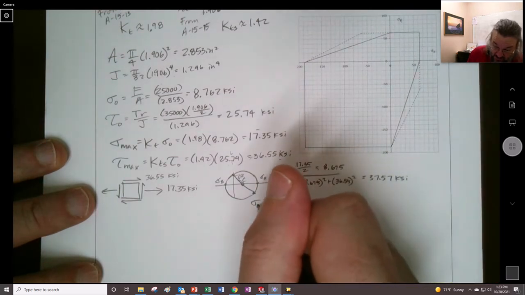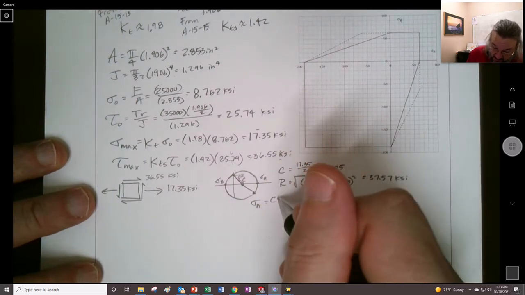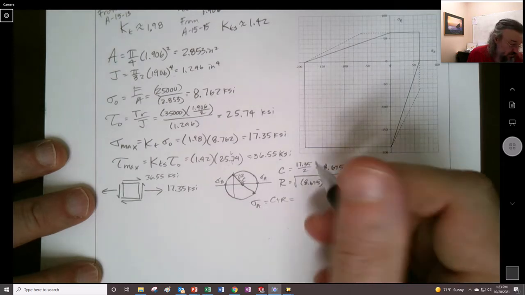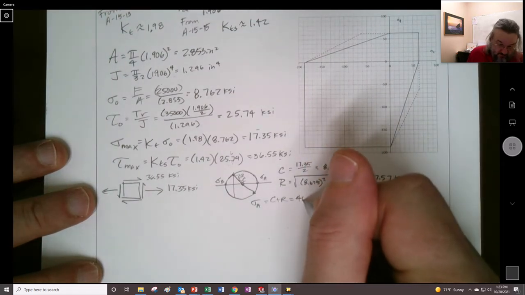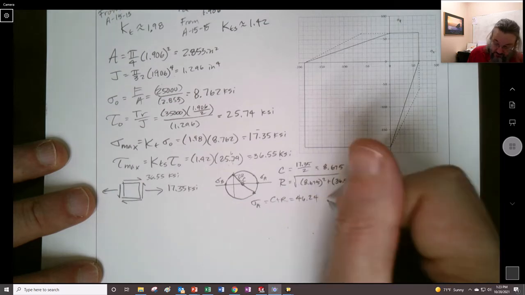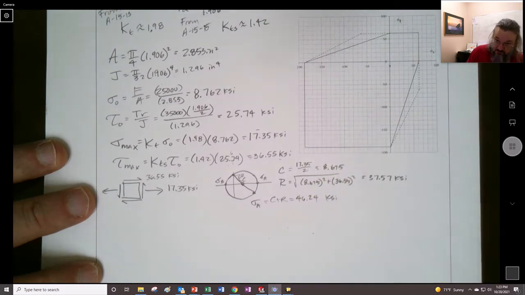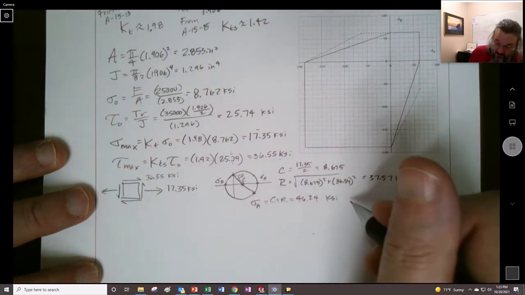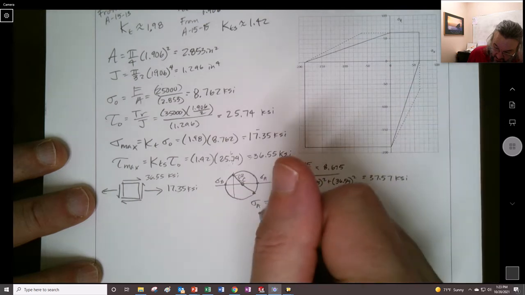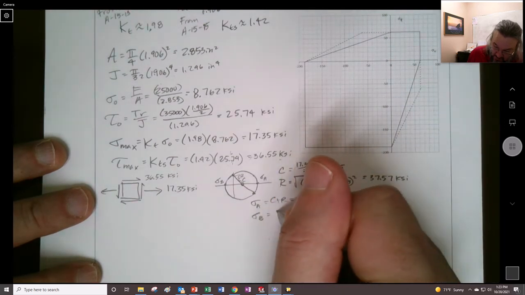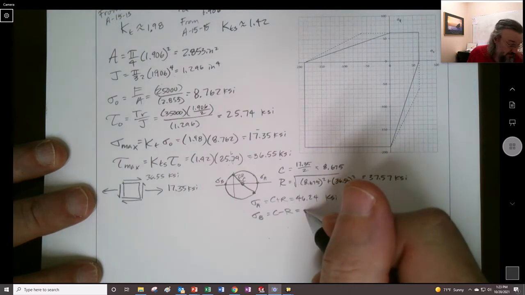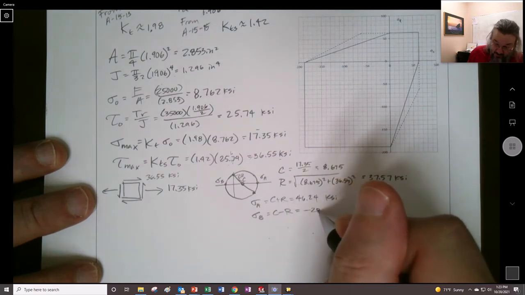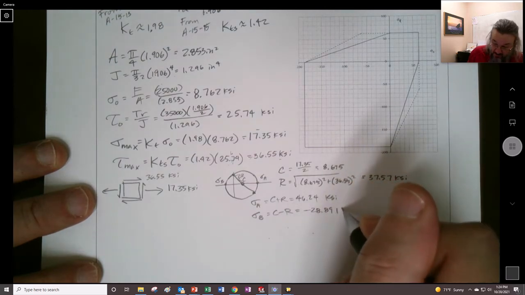So our sigma A, C plus R, turns out to be 46.24 KSI. And my sigma B, C minus R, so now it should be a negative value, right? So we get negative 28.89 KSI.